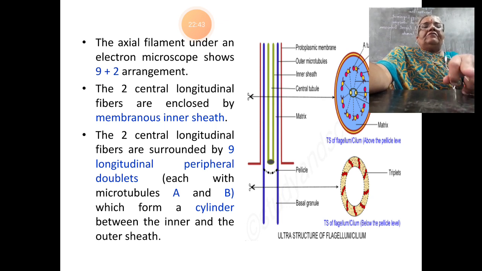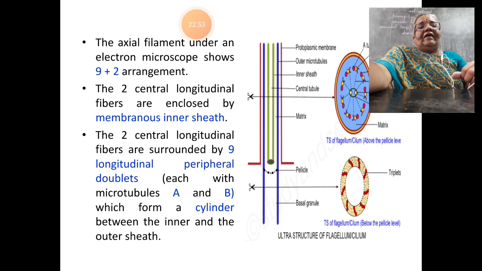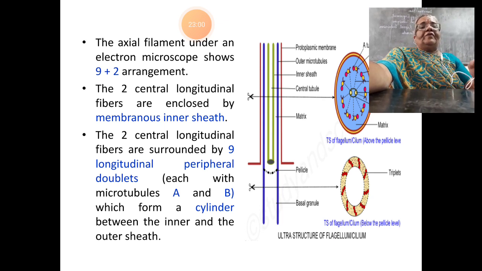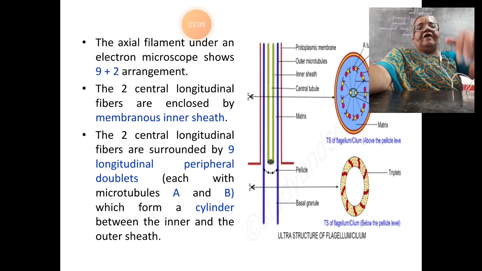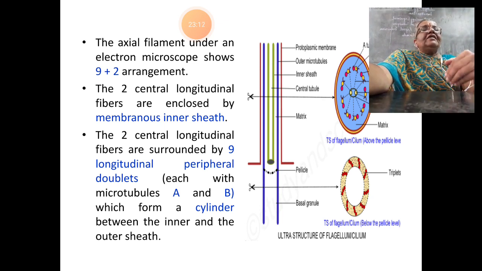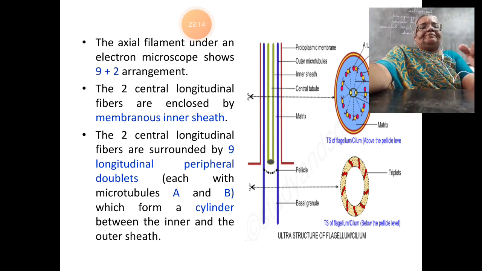Okay. Now the two central longitudinal fibers are surrounded by 9 longitudinal peripheral doublets, and each doublet is made up of 2 microtubules, microtubule A and microtubule B, which are in the form of a cylinder. In the first diagram you can make out, which are in the form of a cylinder between the inner and the outer sheath. I repeat, don't get confused.